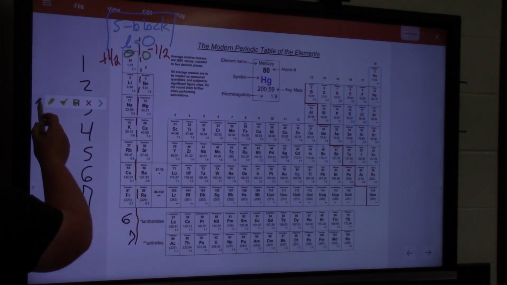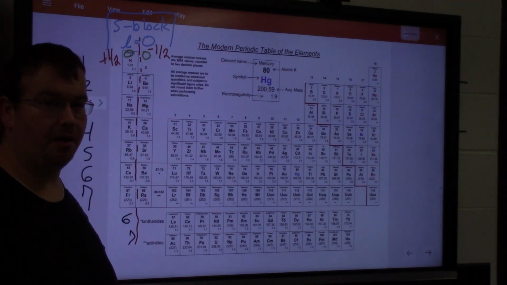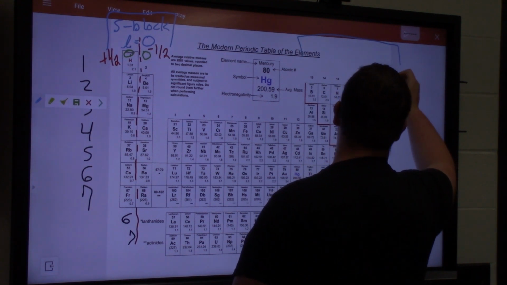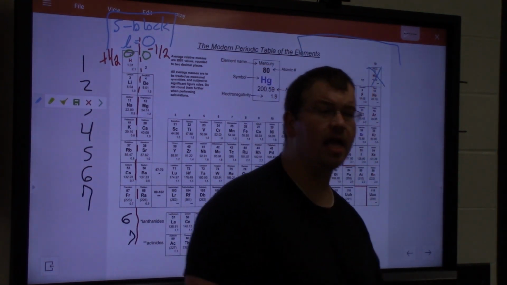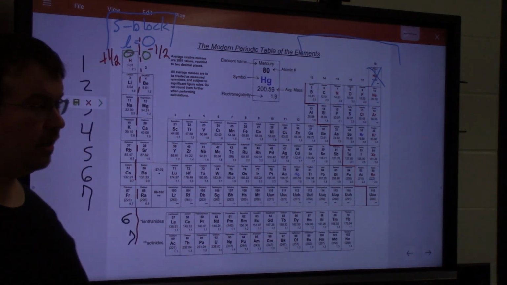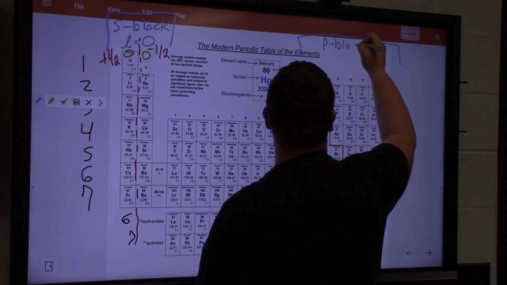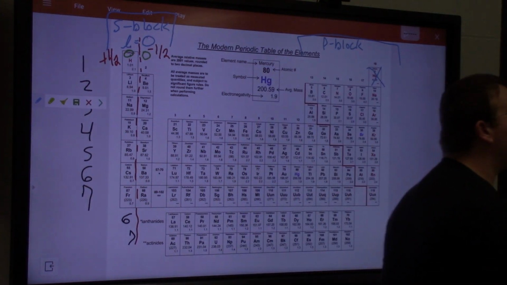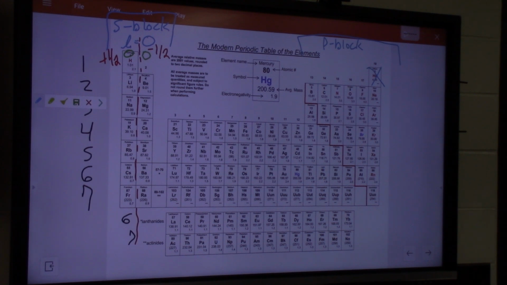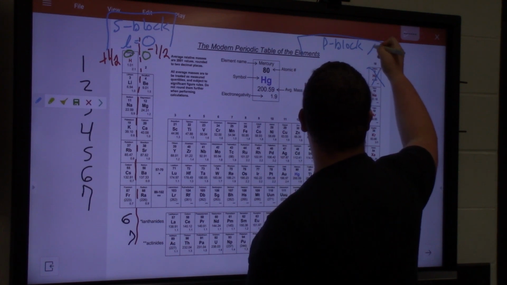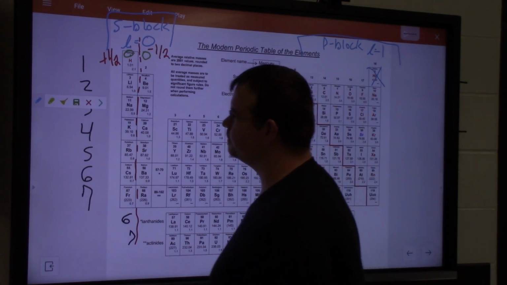Now, let's go over to the P block. Remember the P block, it's columns 13 through 18, excluding helium. Remember helium's over in the S block. So for P block, remember we start with the angular momentum quantum number. If we are in the P block, L is 1. Good job. So L equals 1.